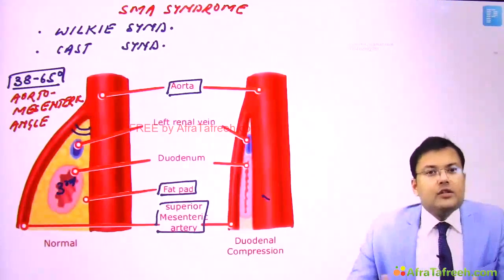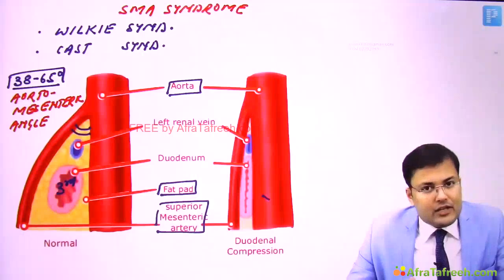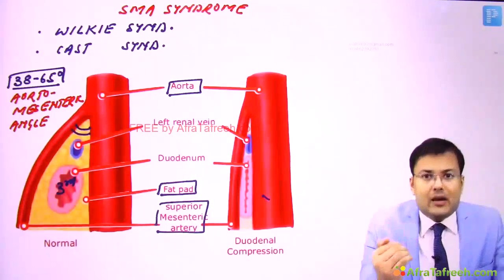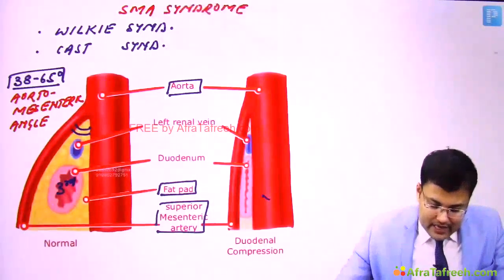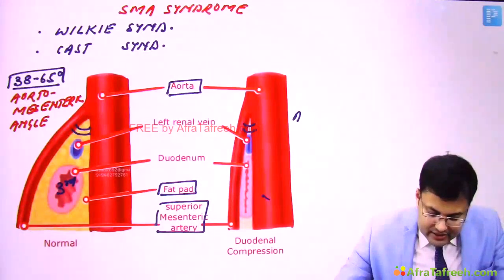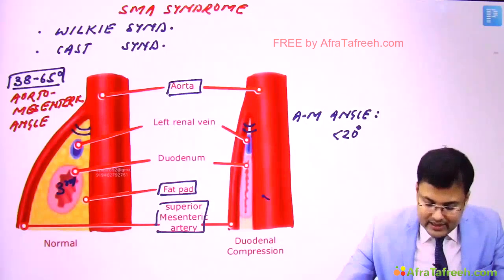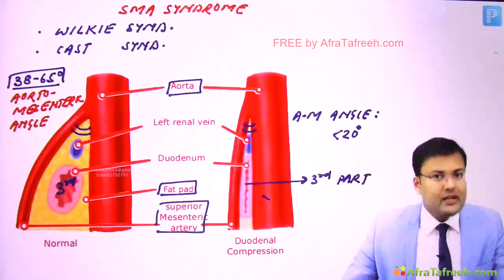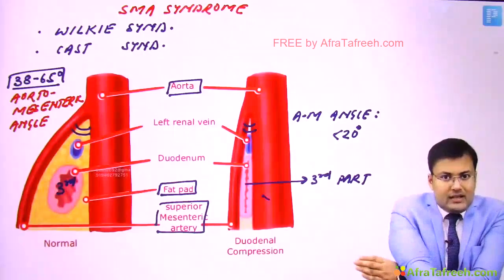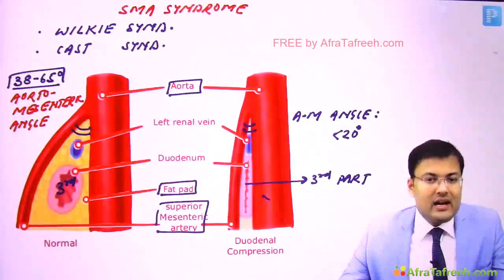Because of anything, if there is loss of fat, and because of that there is loss of these fatty cushions, what will happen? The angle becomes narrow. In the second diagram you can see the aortomesenteric angle, and if it becomes less than 20 degrees, there is compression of the third part of the duodenum. So the superior mesenteric artery compresses the third part of the duodenum, and this is known as superior mesenteric artery syndrome.